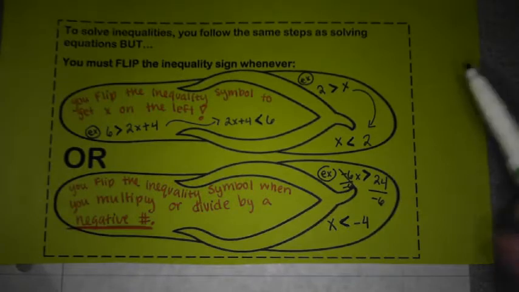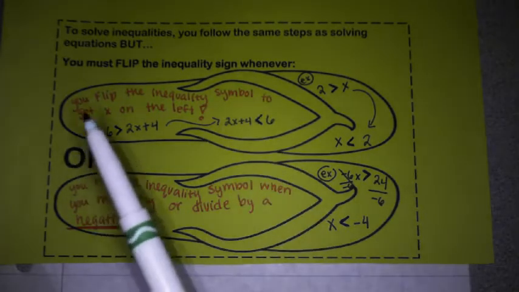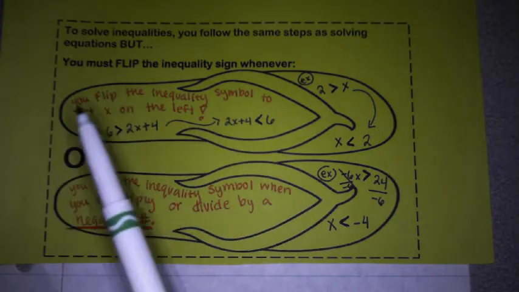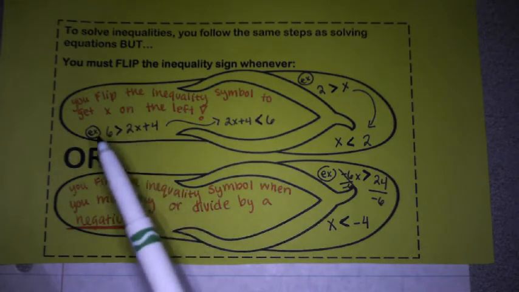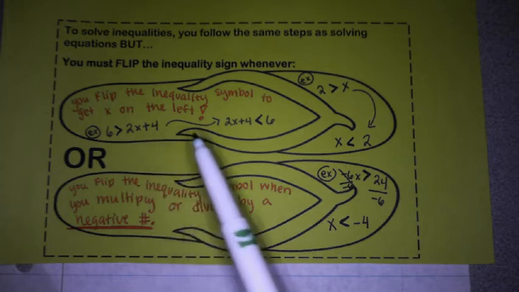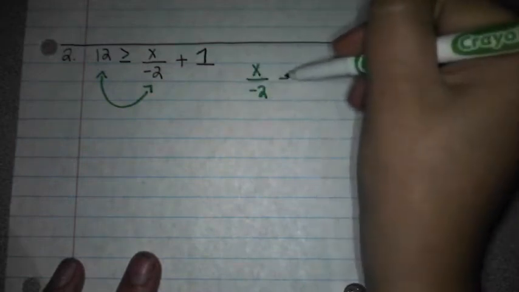Okay? In class, we talked about a flip-flop method. You flip the inequality symbol to get x on the left. So if you see something like this, 6 is greater than 2x plus 4, we flip it. You can see here my x is on the right. I don't want that. I want it on the left, so I'm just going to take these and switch them. And this is going to become x over negative 2 plus 1 and 12.